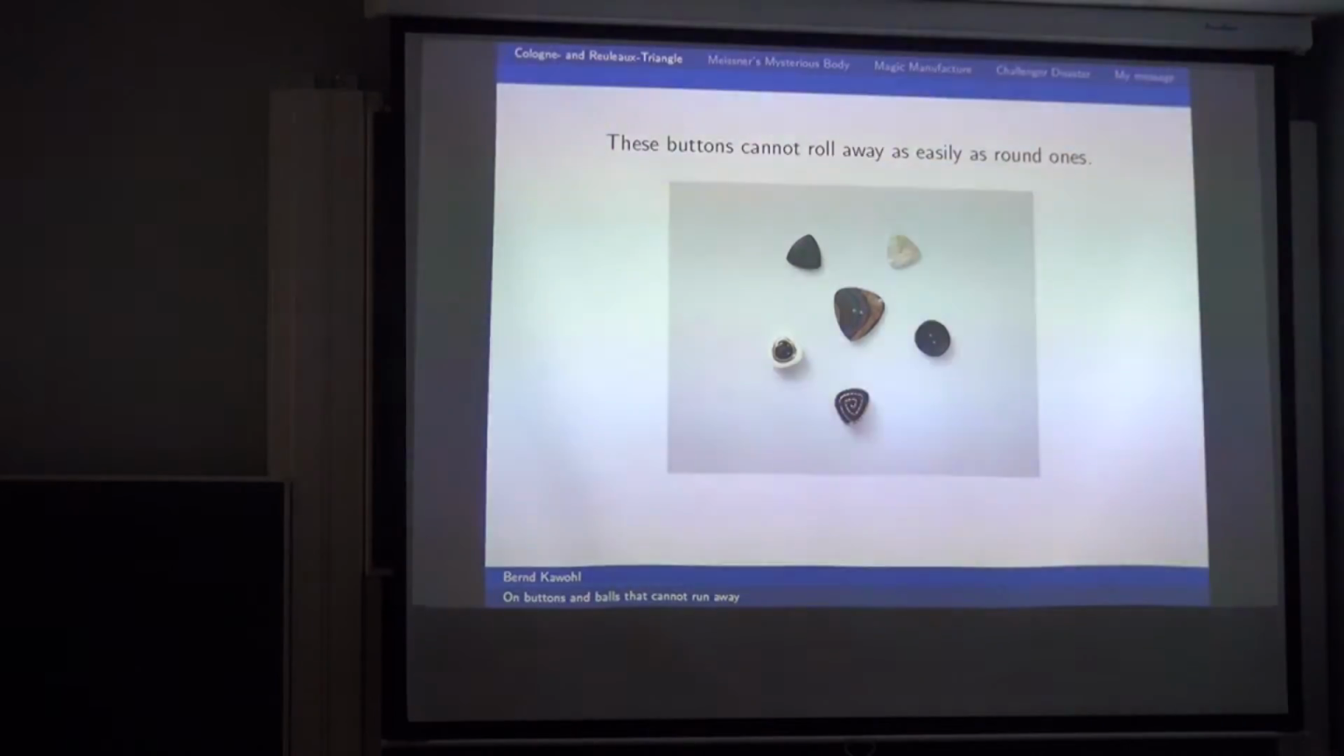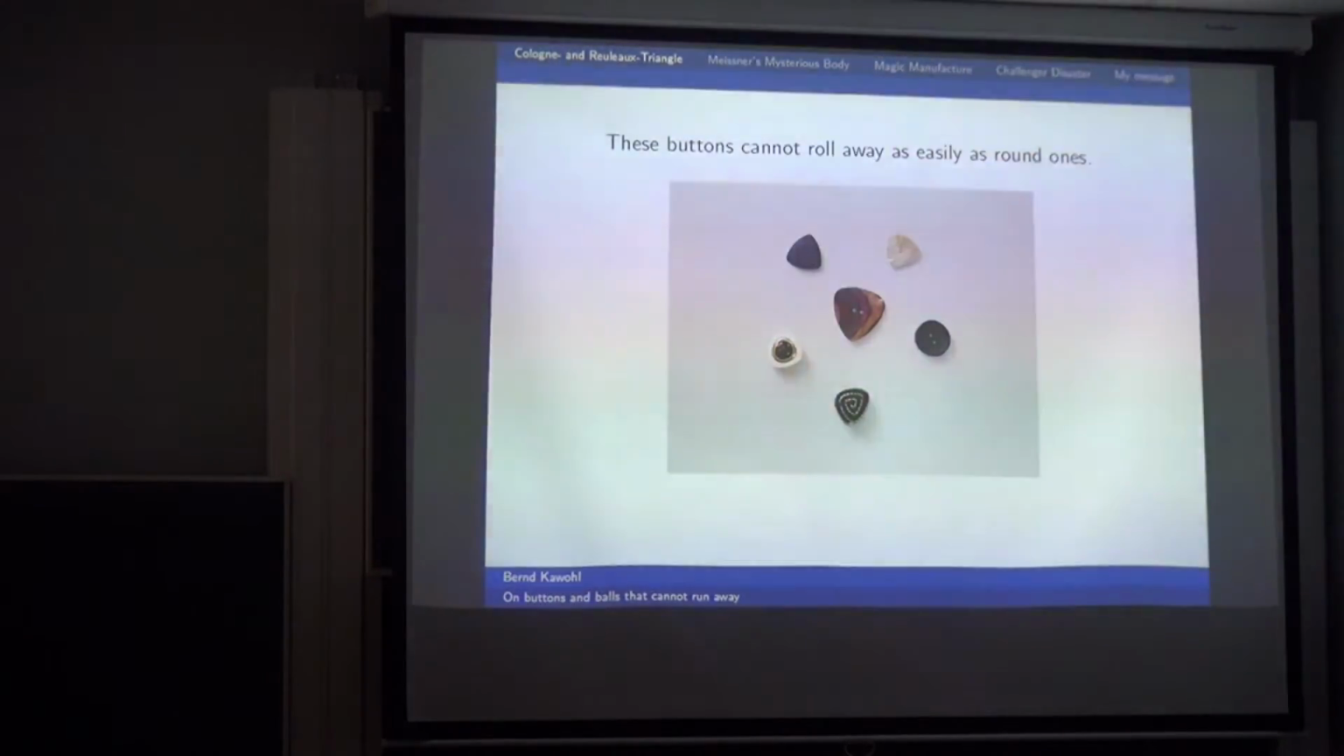They are buttons, and there is a little legend or anecdote that the wife of Reuleaux, who was an engineer, said he was always inventing things that she did not find useful. He should invent a button that cannot roll away. And he said, well, the perfect button has to fit through the buttonhole with epsilon space in between, no matter which way you turn it. And that's why we have circular buttonholes. Well, we have circular buttons.